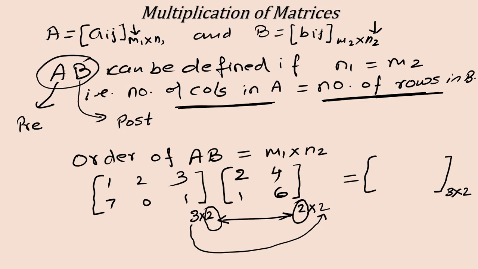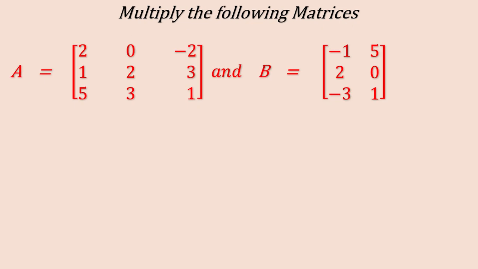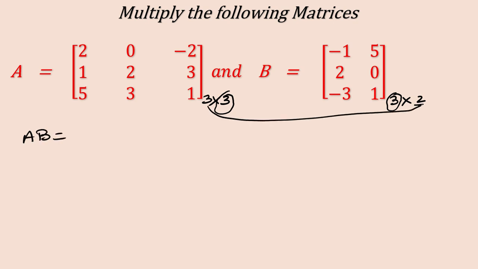Now we are going to see how to multiply the matrices. For this, let's consider this example. They say multiply the following matrices. So its order is 3 by 3. Its order is 3 by 2. Now you see, number of columns in the first matrix, 3. Number of rows in the second matrix, 3. It means we can multiply them. And what will be the order of the resulting matrix? It will be first by last, so 3 by 2.